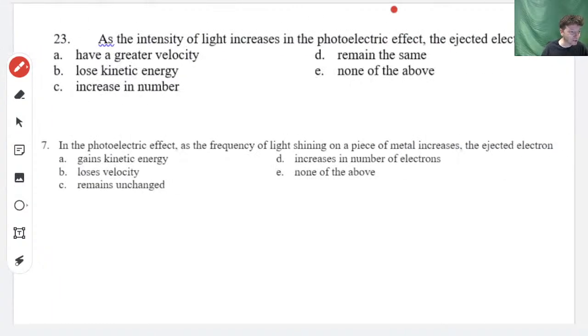We have a few more questions to go through, and they're going to get increasingly more interesting. At least I think so.